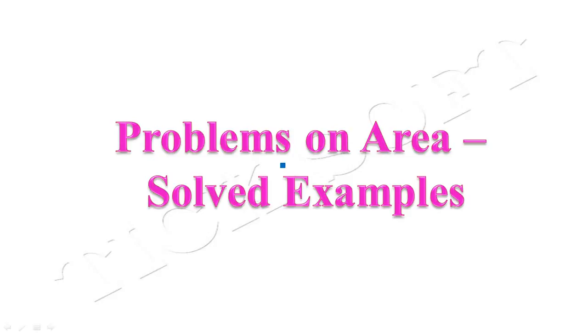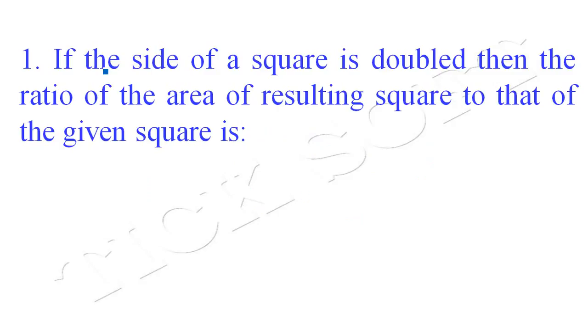To see some problems on area, here we have some solved examples. The first question is, if the side of a square is doubled, then the ratio of the area of the resulting square to that of the given square is.